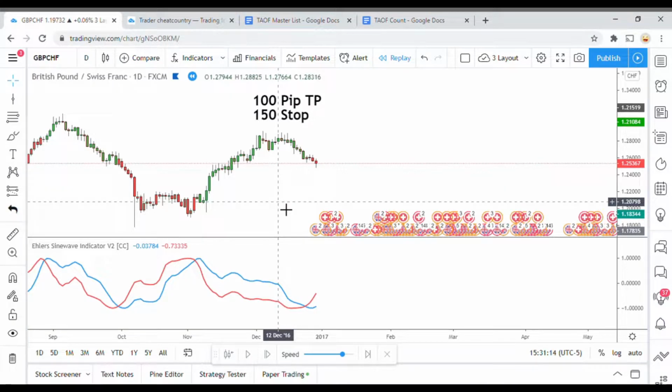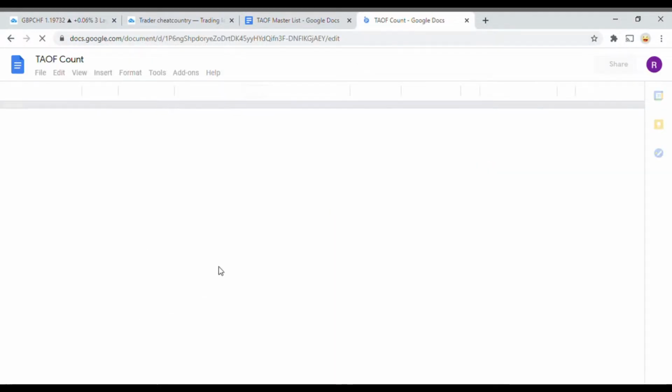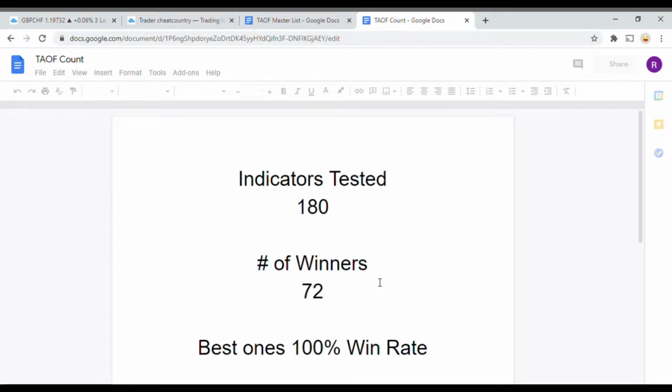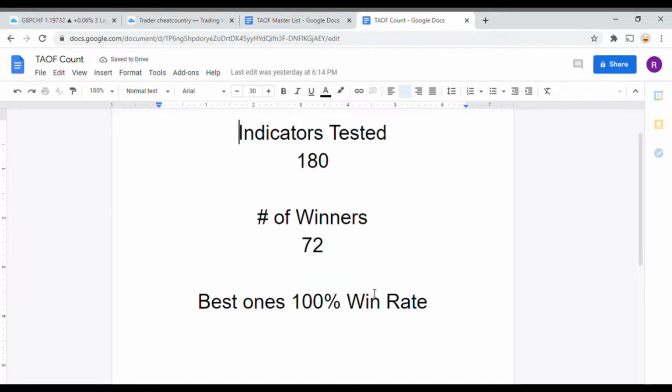Alright, as I said, today we will be testing Ehlers Sinewave indicator V2. But before we do, I wanted to put the indicator scoreboard up for everyone to see.